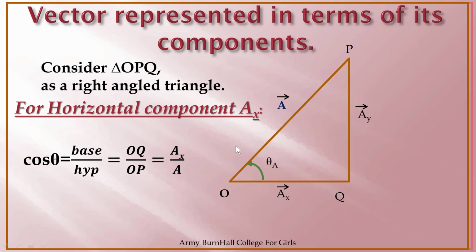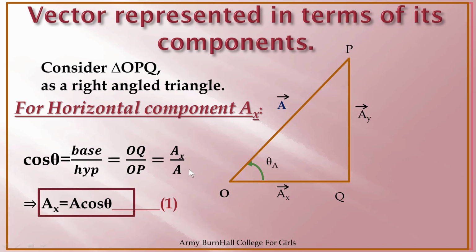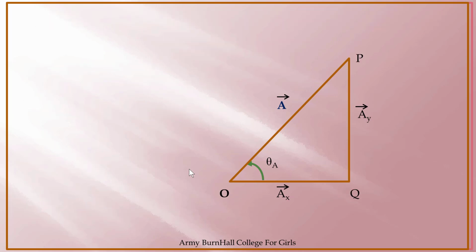So we multiply by A, separate out Ax, and we get Ax is equal to A cos theta. This is the horizontal component of vector A. Ax is equal to A cos theta. Name it as equation number 1. So if we know the magnitude of the vector and the angle theta it makes with the horizontal, then we can find its horizontal component.